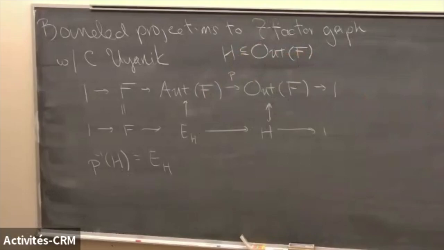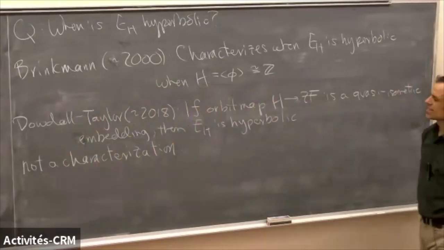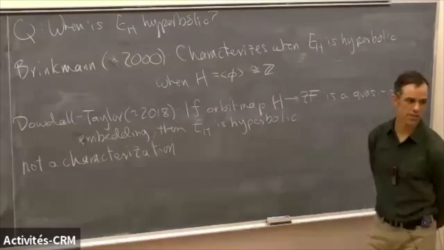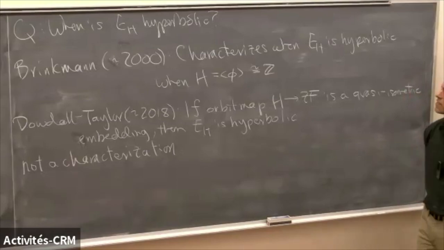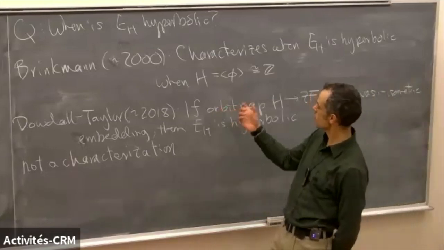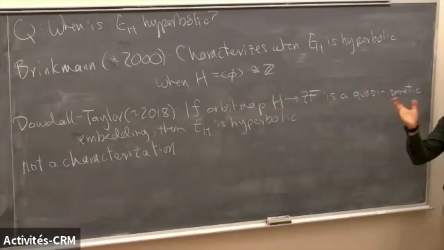So it's not a characterization in this case. Even when H is infinite cyclic, this is not a characterization. There are elements that are atoroidal, that don't have any periodic conjugacy classes, but their orbit map to the Z factor complex is not going to be a QI embedding.